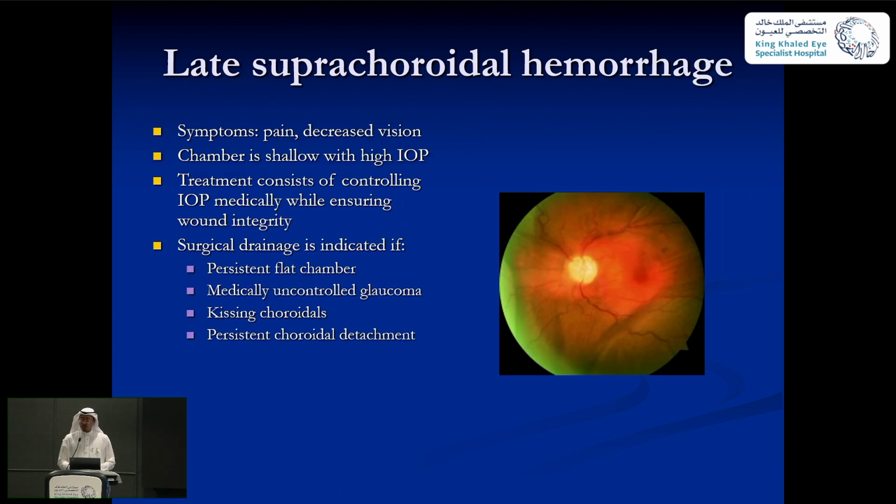The late suprachoroidal hemorrhage can happen after you finish the surgery, on day 1, day 2, day 3. The patient will experience pain and decrease in vision, and the chamber will be shallow with high IOP. Treatment consists of IOP lowering agents while ensuring wound integrity. A surgical drainage is indicated if there is a persistent flat chamber or medically uncontrolled glaucoma, or if there are kissing choroids or persistent choroidal detachment that didn't resolve with time. This might be surgically drained by the retina team.